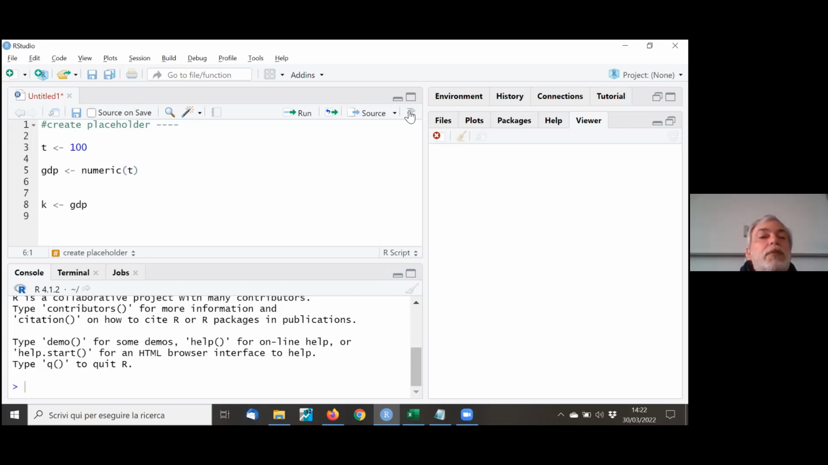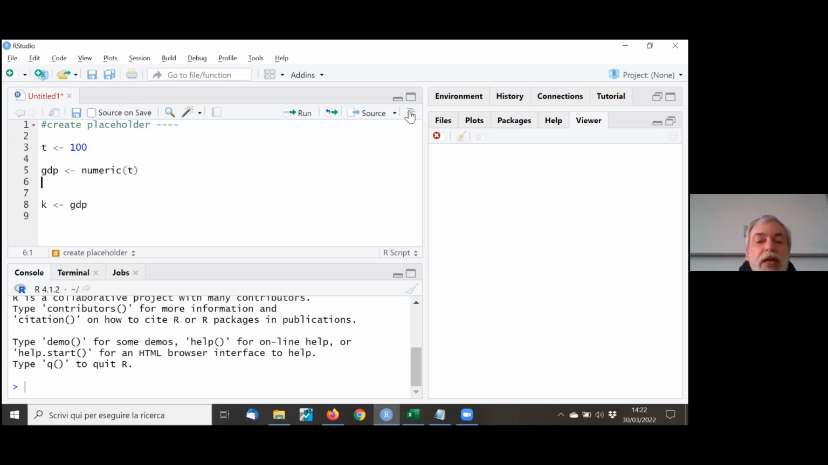Okay. But this is one way to do it. You can do it also in different ways, but this is, let's say, the simplest one. So now I have to list all the variables, but without assigning them values. Not yet. Okay.